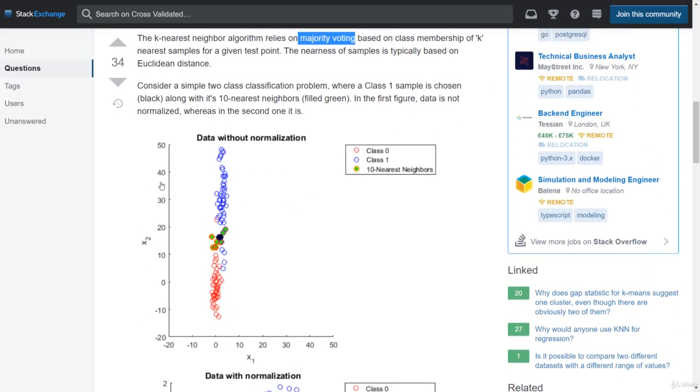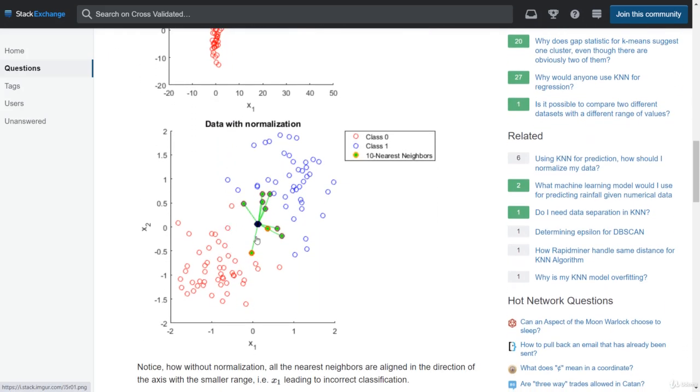Now, consider a simple two-class classification problem where a class 1 sample is chosen, black, along with its 10 nearest neighbors, filled green, right? So here we have the query point or the test point, and the green points here are the k nearest neighbors or the 10 nearest neighbors, okay? In the first figure, data is not normalized, where in the second one it is.